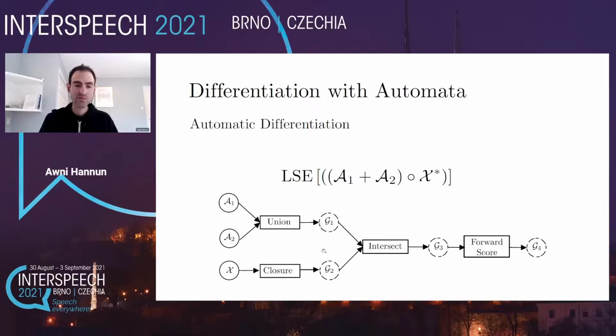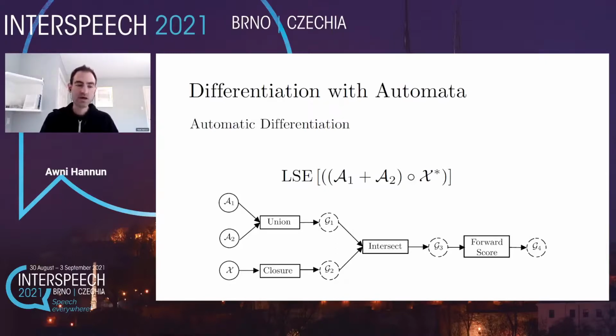Once we have the compute graph, we can compute the derivative of the output graph G4, the final output, with respect to any of the inputs. Specifically, we'll want the derivative of G4 with respect to A1 and A2, since those are the parameters. Then we can use those derivatives in, say, stochastic gradient descent to learn the parameters of those graphs.